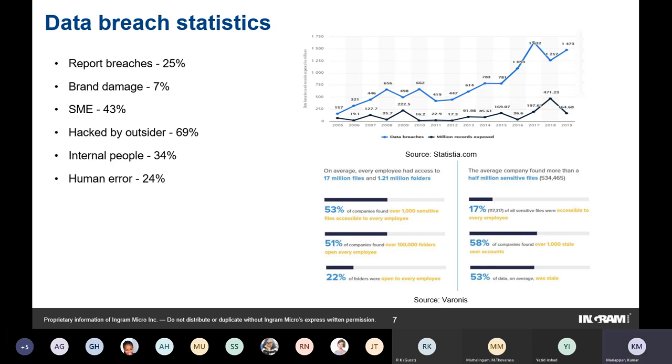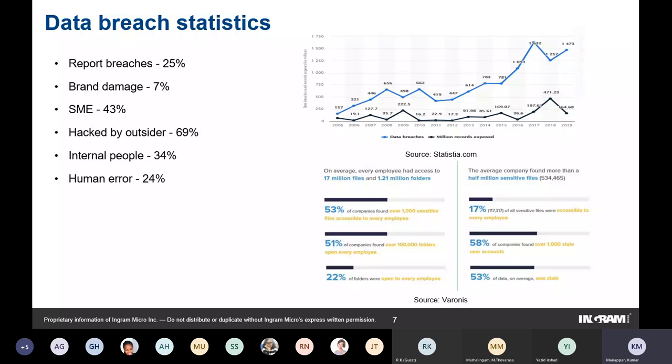And some of these data breaches occur because an individual or an organization has been a hacker's target, and that is how the data breach occurs. The other cause is internal people, which is called insider threats. 34% of data breaches occur due to insider threats. And the last but not least, 24% occurs due to human error.